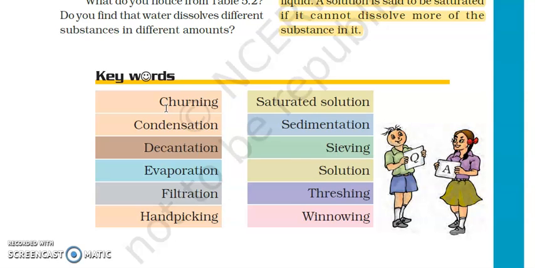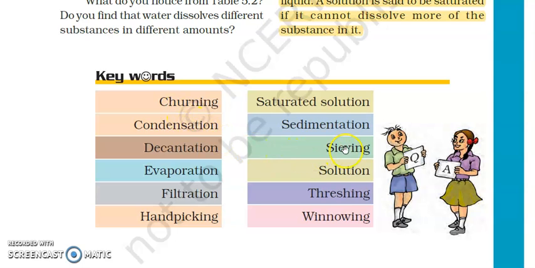Then evaporation, it is the conversion of water into water vapors by heating. Then filtration, I have already told, filtration is the method using a filter paper or a strainer to separate a liquid from a solid, like we separate tea leaves from tea. Then I have already explained hand picking, a saturated solution. What is a saturated solution? A solution in which we cannot dissolve more of the substance or more of the solute is called a saturated solution. Sedimentation I have explained along with the decantation.